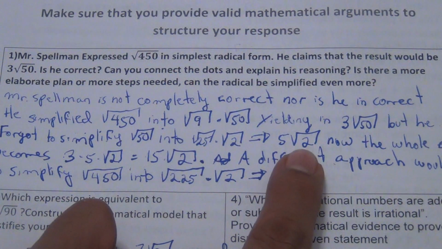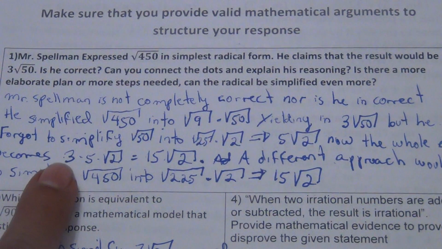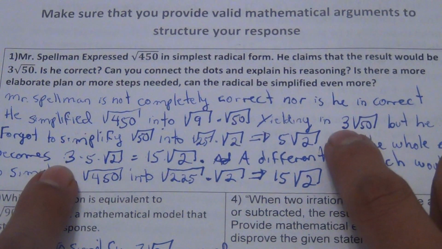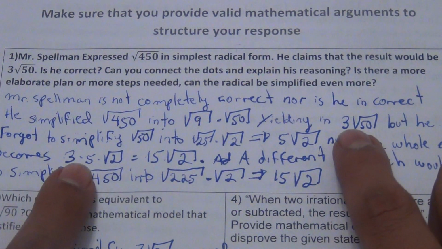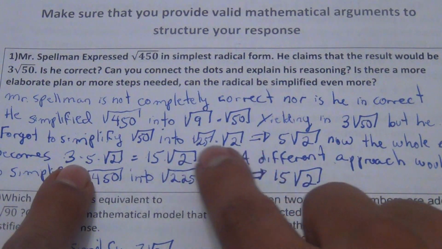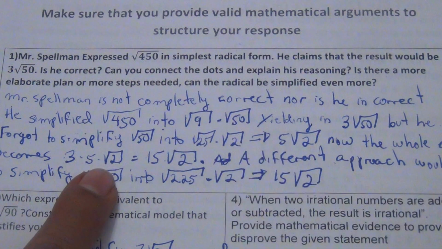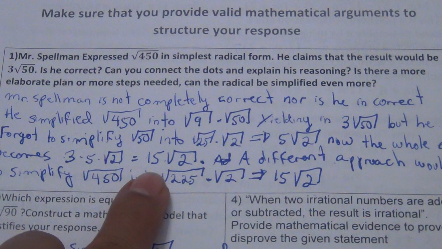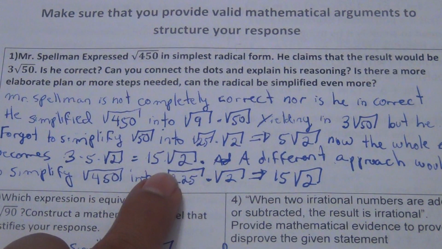Now the whole expression becomes, and remember that we had to bring down the 3, right? Because this is 3 times radical 50, so this is 3 times whatever we got from radical 25, times radical 2. So now we got 3 times 5 times radical 2, which is 15 times radical 2. So this is the simplest form.